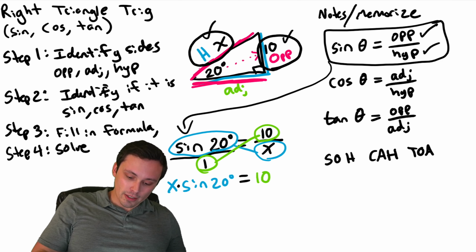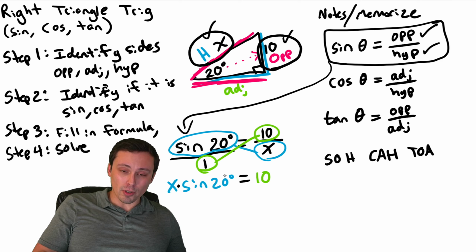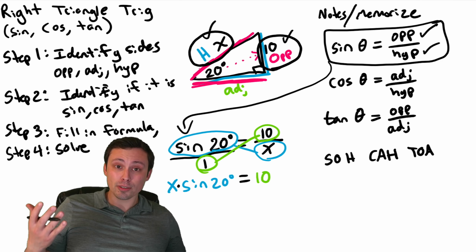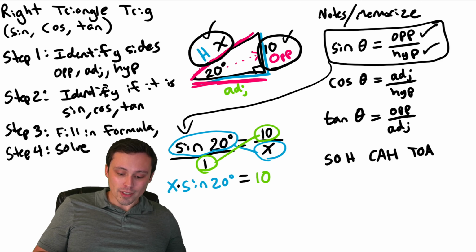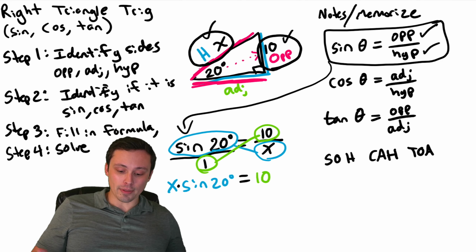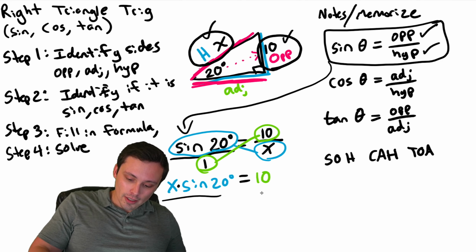So how do we deal with it from here? We want to get x by itself. We need to get rid of being multiplied. If this was 2x, what would you do, right? If this was 2x, wouldn't you just divide by 2? Well, sine 20 is just a number like that being multiplied with your x. So all you're going to do is divide both sides by sine 20.